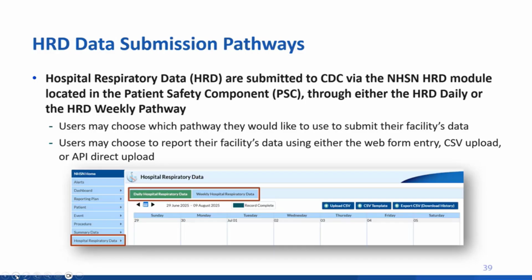So as Emily mentioned, users can submit hospital respiratory data to CDC via the NHSN HRD module located in the patient safety component on the application. Data can be submitted through either the daily or weekly pathway. Within each pathway, users can choose to report their facility's data using either the web form entry, CSV upload, or API direct upload options.